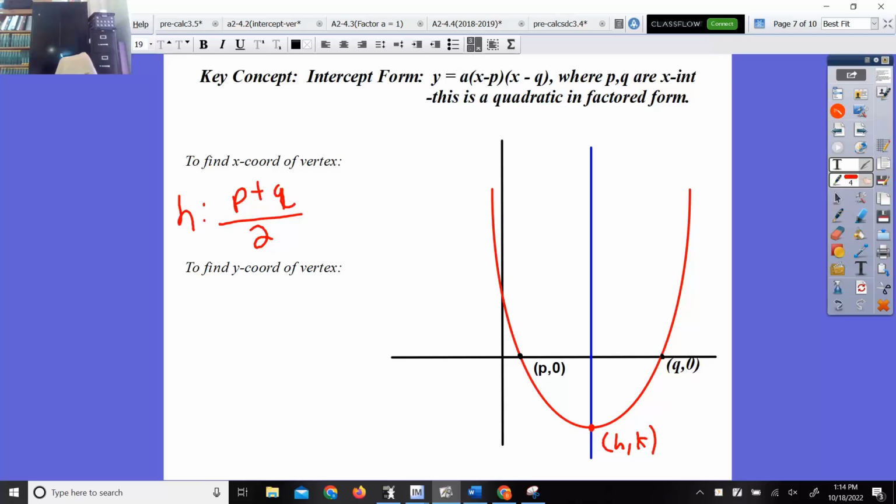If you have h, the x-coordinate, how do you find k, the y-coordinate? You have x, how do you find y? Plug in. To find the y coordinate, you plug x in. To find k, you plug h in.